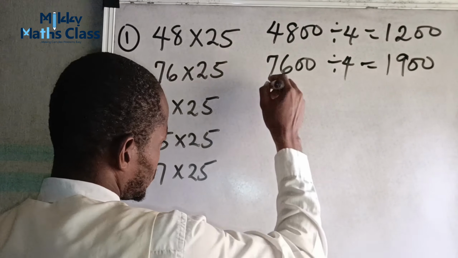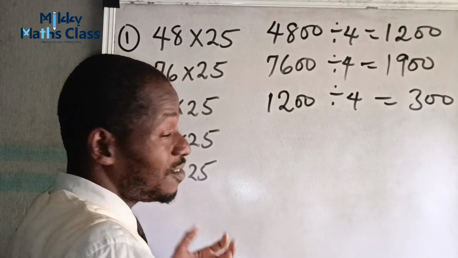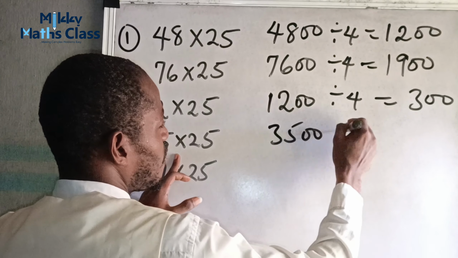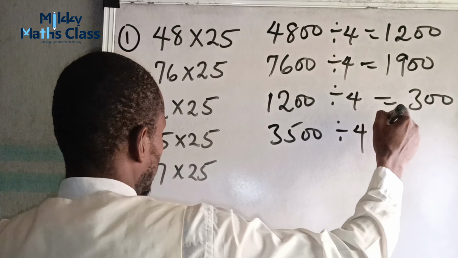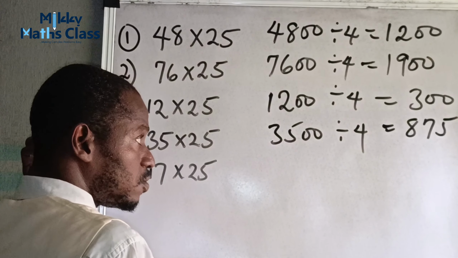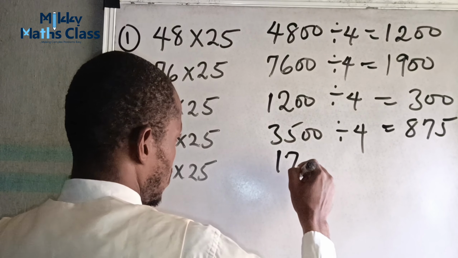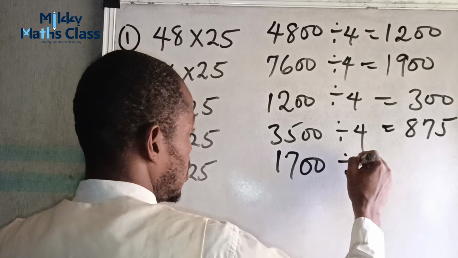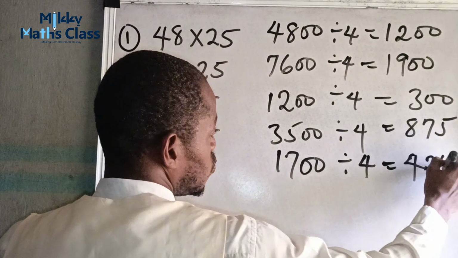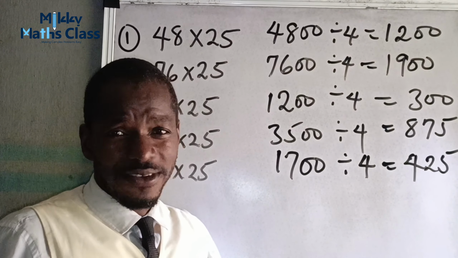Let's look at this one. 1,200 divided by 4, that's what? 300. Very easy. You can solve it with the speed of light. This 3,500 divided by 4, that's 875. Then the last one, you have 1,700 divided by 4. That will give us what? 425. And that's all. Very easy.